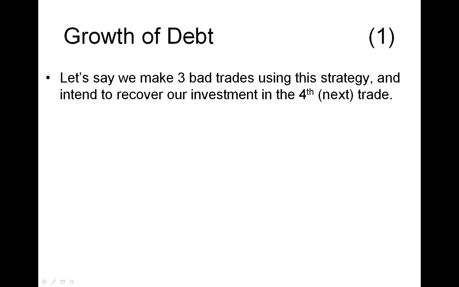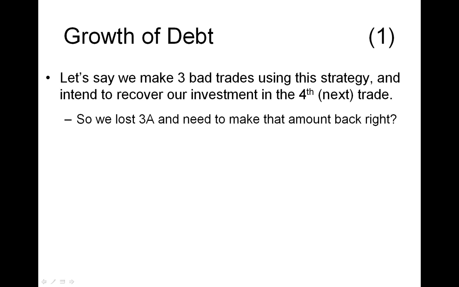So for the sake of example, let's say we make 3 bad trades using the Martingale strategy, and then we are trying to recover our investment in the 4th trade. So let's say we lost 3A. Why did we lose 3A? Because each time we invested A, right?